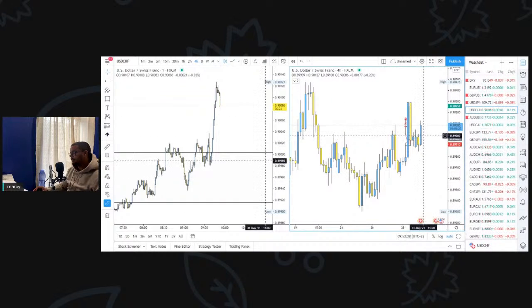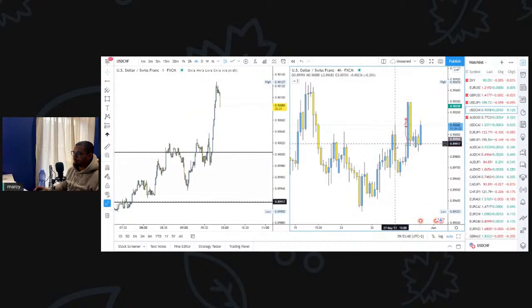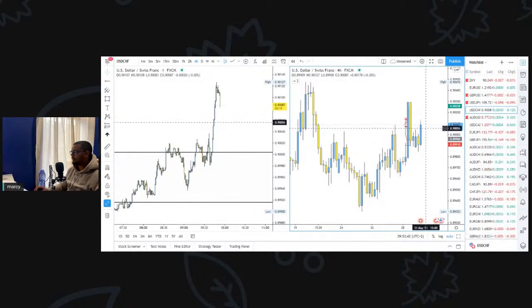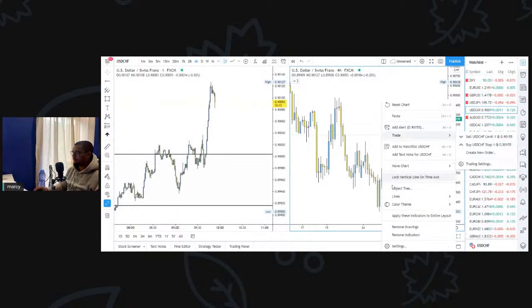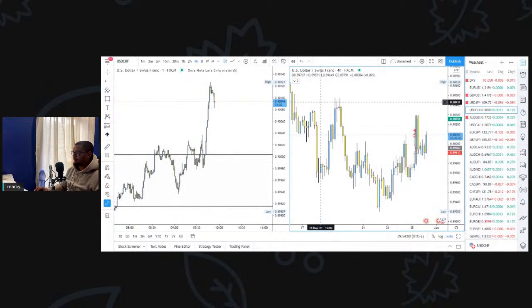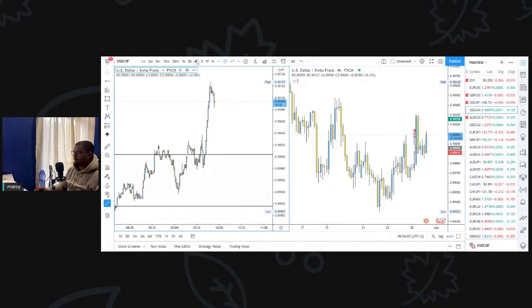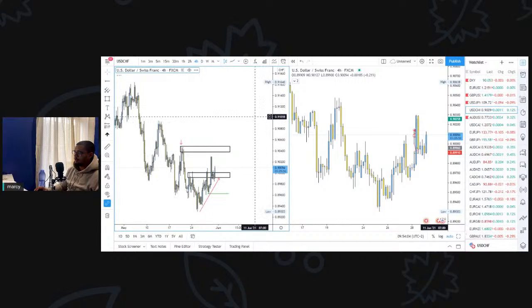If this 4H closes like this with this much momentum, what we can then expect is a pullback and then continuation into these highs right here. This is break even level on the 4H, but if we can get a pullback, that will be amazing. That will be really, really amazing.